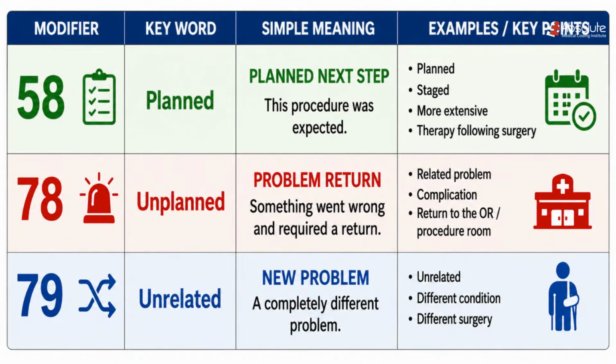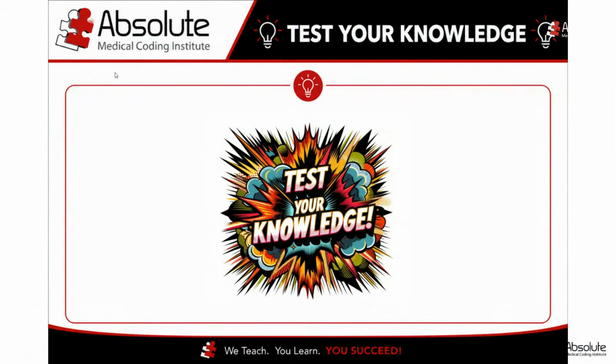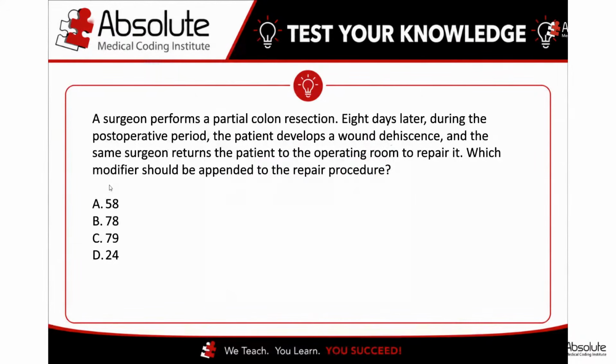All right. Okay, I think we're ready. Let's go ahead and test your knowledge. Let's do it. Okay, coders, which modifier should be appended to the repair procedure? A, 58, B, 78, C, 79, or D, 24? A surgeon performs a partial colon resection. 8 days later, during the postoperative period, the patient develops a wound dehiscence, and the same surgeon returns the patient to the OR to repair it. What say you? Go ahead, type your answers in the chat.